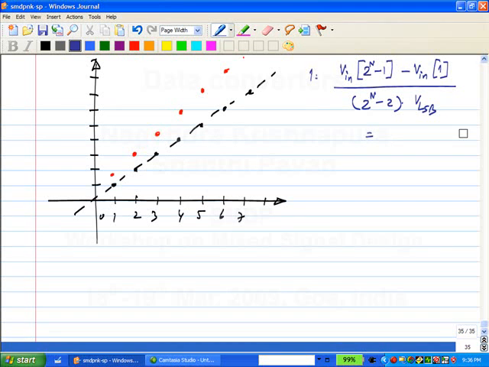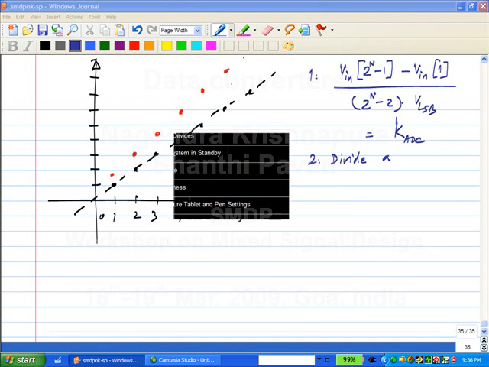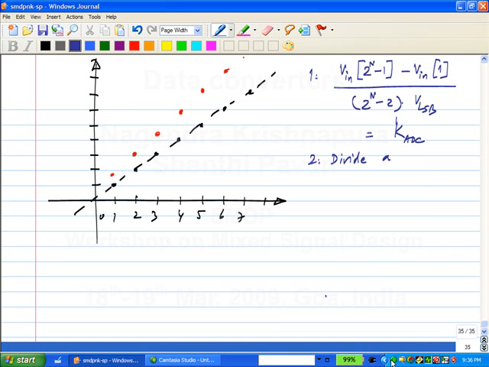So let me say this is some, the gain of the ADC. Okay. Then you divide... So you first measure the gain error, then you divide all the transition points by the gain factor. Okay.